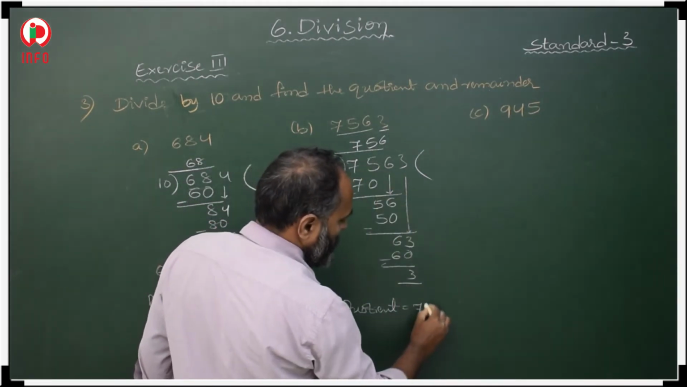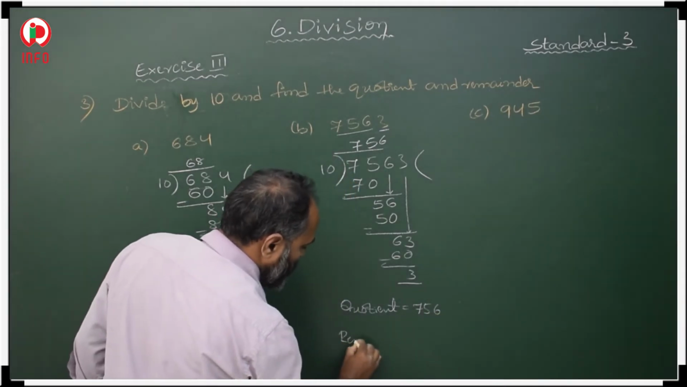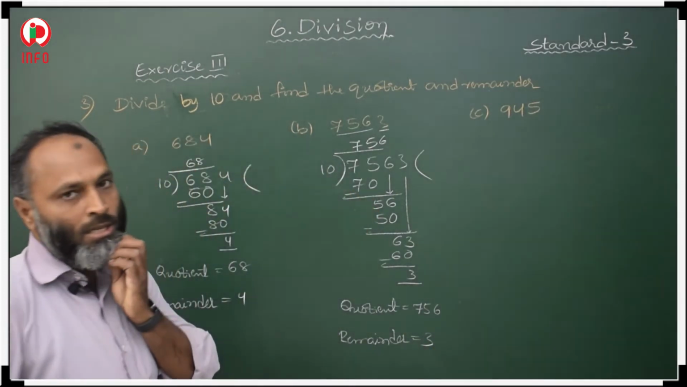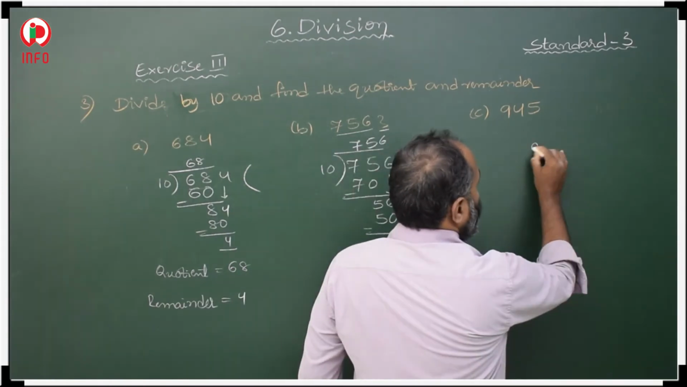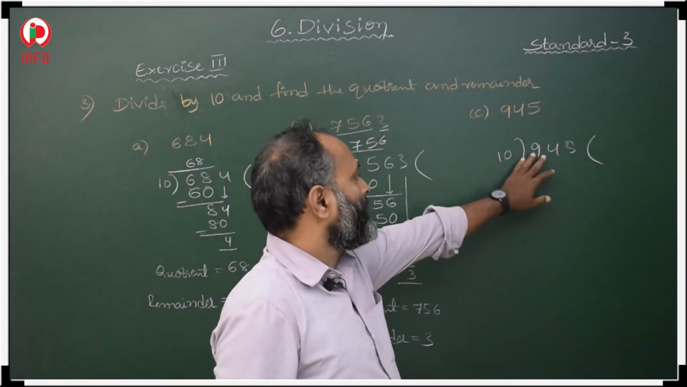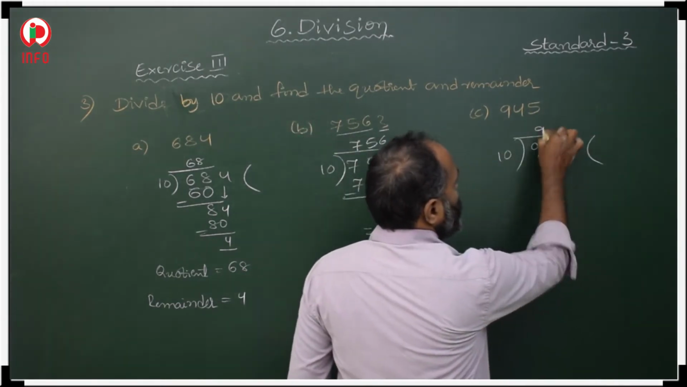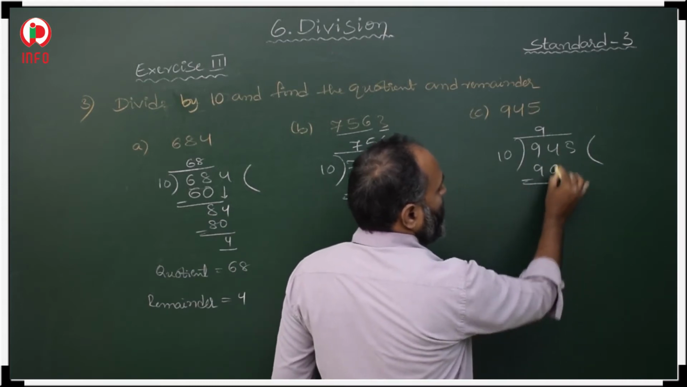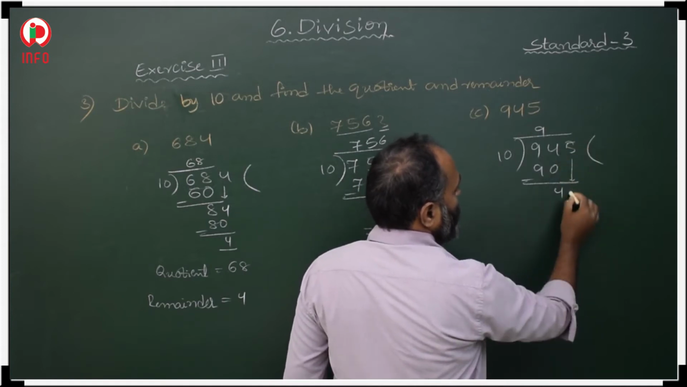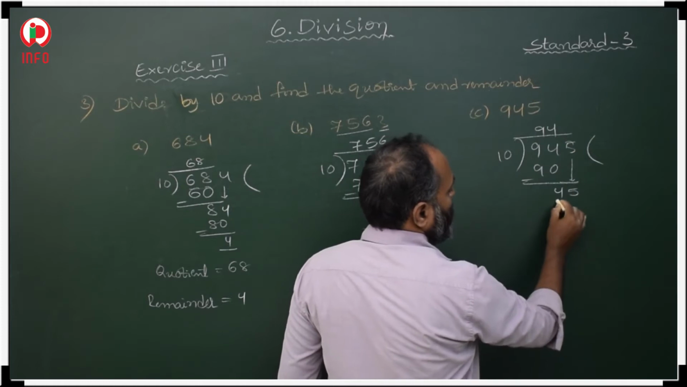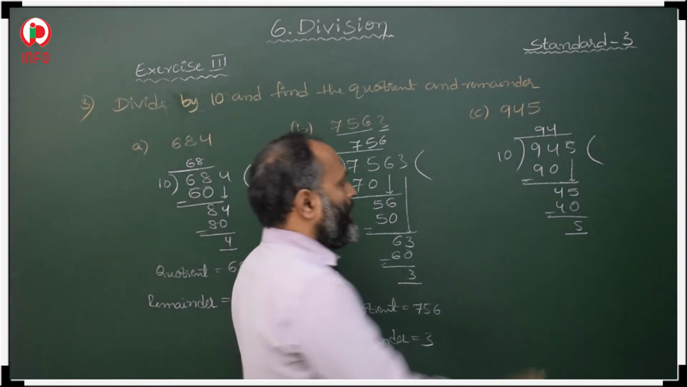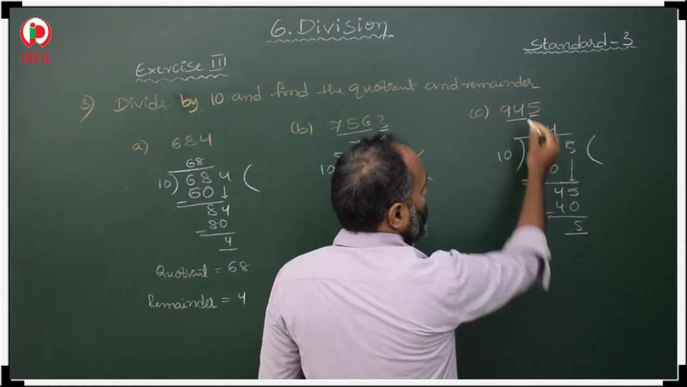Quotient is 756 and remainder is 3. Next, 945 divided by 10. First we take this 94, 10 9s are 90, then 4 minus 0 is 4, 9 minus 0 is 0, then 5, then 10 4s are 40, 5 minus 0 is 5, 4 minus 4 is 0. This last is a remainder and the rest of the places are the quotient.